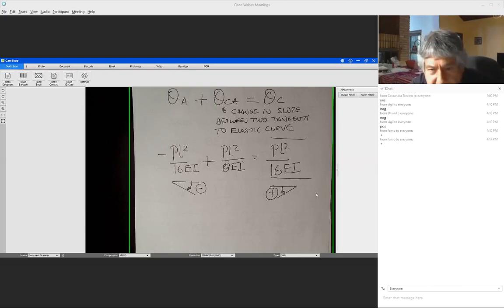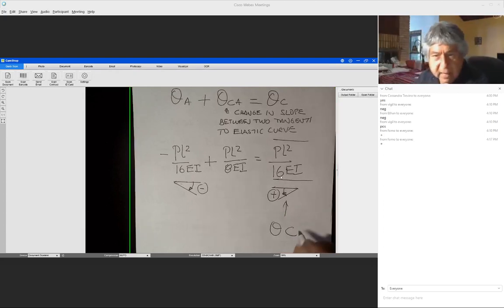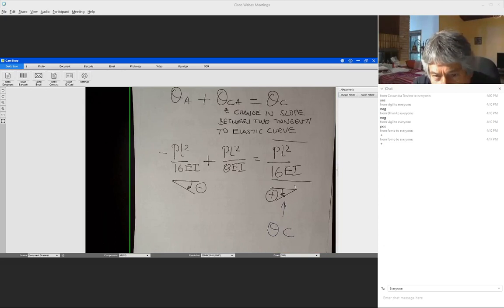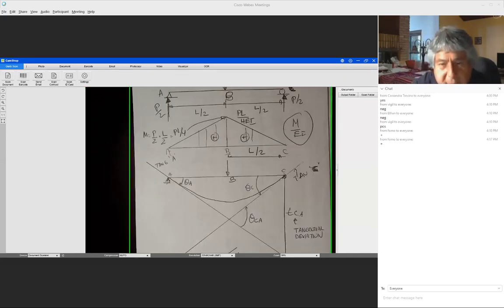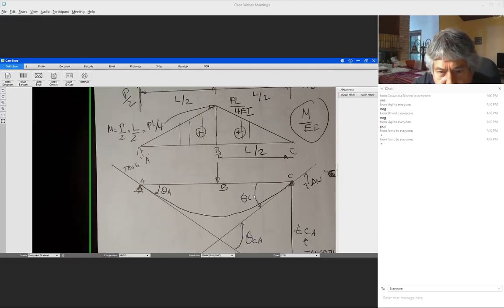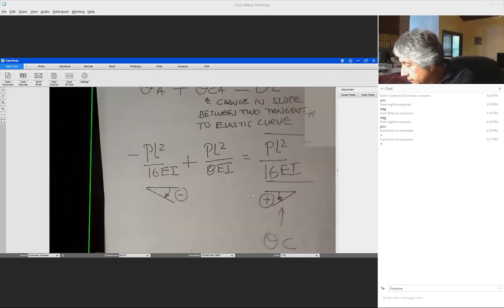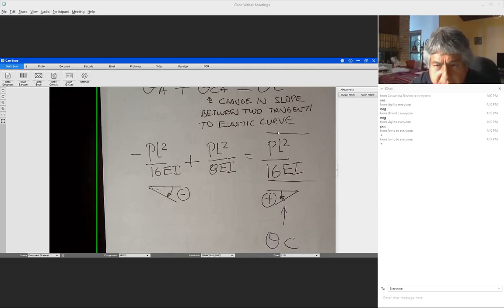So theta C is PL squared over 16EI. This is the value that I compute. This is theta C, and it is positive. You can see theta A went with a negative. We check this: it is a positive area, and this is positive, so it means that this rotation is in the direction indicated here. That's the direction of the rotation. So theta C is PL squared over 16EI.